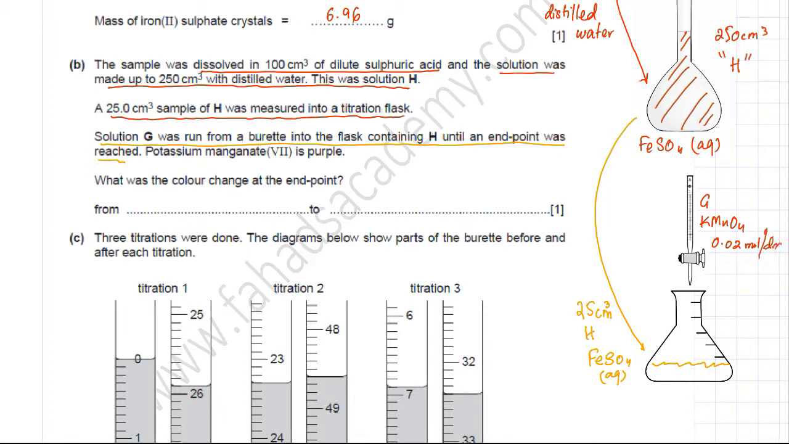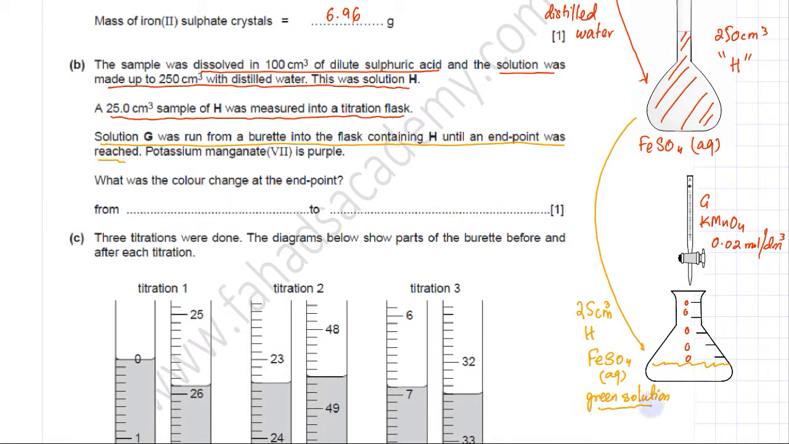G was run from a burette, so this KMnO4 is now being added into the flask drop by drop, and it's going to react with the FeSO4 present in the flask. Potassium manganate is purple, so KMnO4 is purple in color, and you're being asked what the color change was at the end point. The flask initially contains FeSO4. Remember, FeSO4 is a pale green solution.